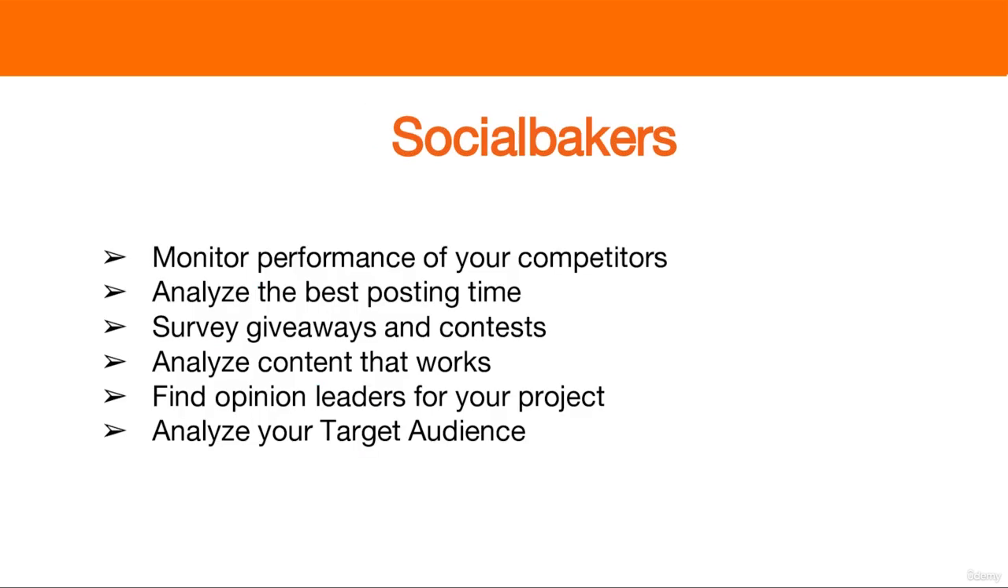The first service I want to talk about is Social Baker. Social Baker allows you to analyze the main indicators of a competitor, track the best times to post, and analyze your competitors. For example, you can see which ads they're running, see the content that works for them, and find niche influencers who can be useful to you. All of this data can help you draw an accurate portrait of your target audience.